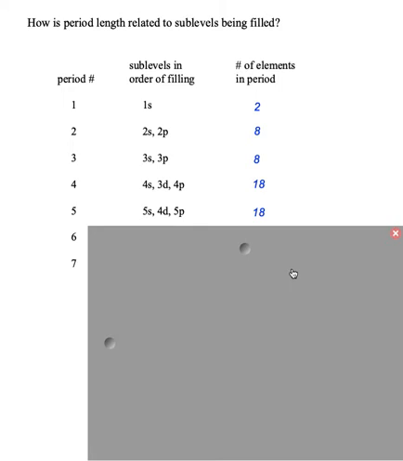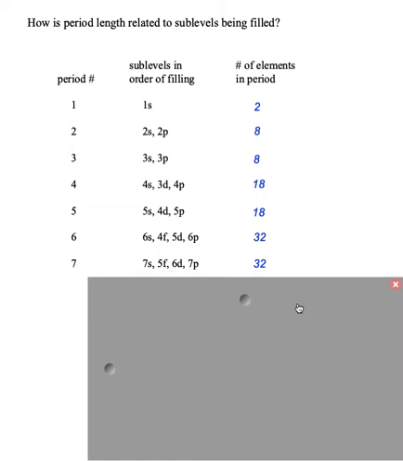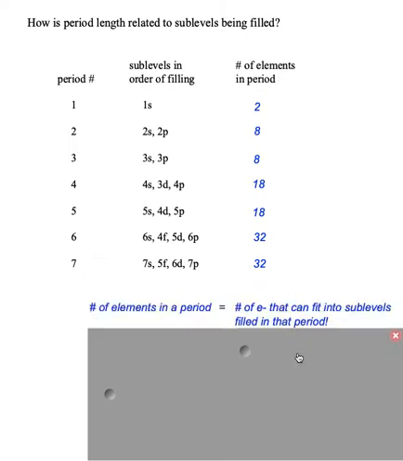In the sixth period now, don't forget, between lanthanum and hafnium, we have the lanthanides. So we fill, in order of complete filling, 6s, 4f, 5d, and 6p. 2 electrons in the 6s, 14 electrons in the 4f sublevel, 10 electrons in the 5d sublevel, 6 electrons in the 6p sublevel, for a total of 32. And likewise in the seventh period, from francium to oganesson, 7s, 5f, 6d, and 7p.